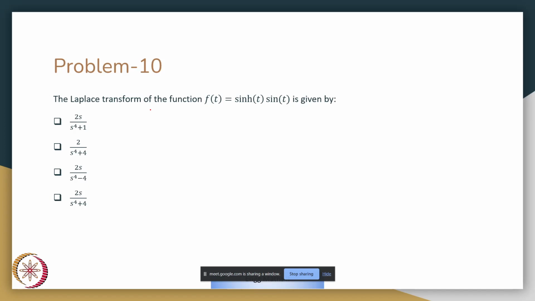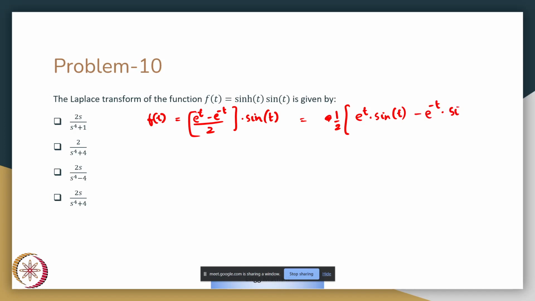We are asked to calculate Laplace transform of f of t equal to sin h of t, sin of t. So I'll just simplify this. Sin h of t is nothing but e raised to t minus e raised to minus t by 2, times sin of t. So which is half of e raised to t sin of t minus e raised to minus t sin of t.